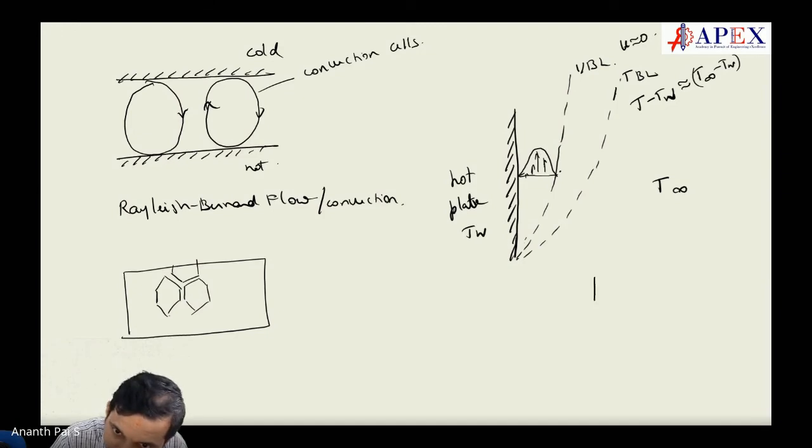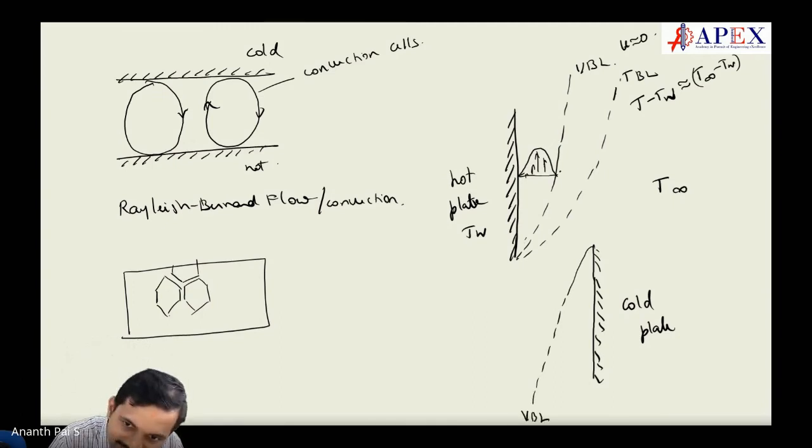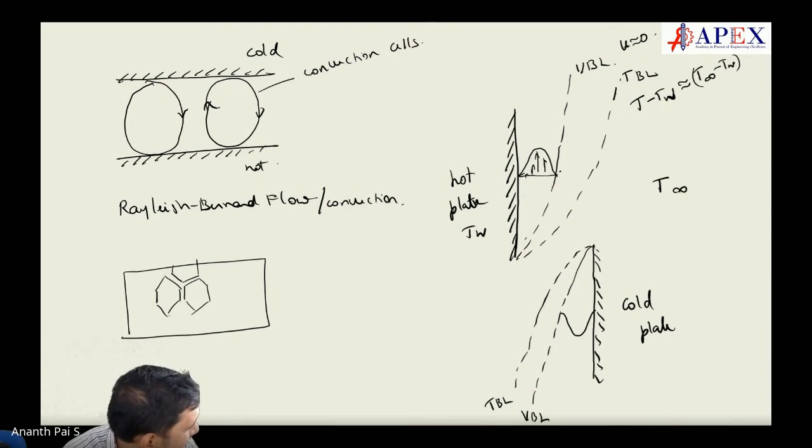And if you have a vertical plate which is a cold plate, then what will happen? The velocity will come downwards. This is the VBL, and this may be the TBL. Make sense? And how is the VBL? VBL goes like this. Correct? This is the velocity. Everything is in equations; later on we will derive these things. This is just an introduction to you, all the types of convection.